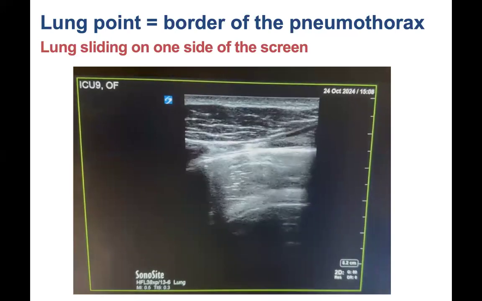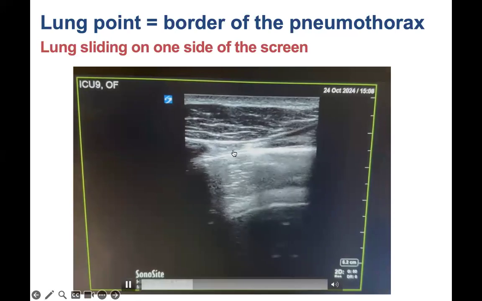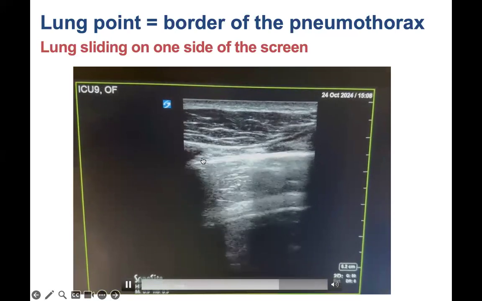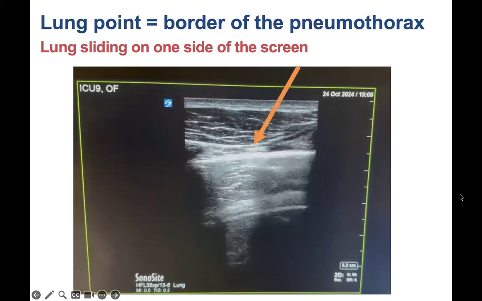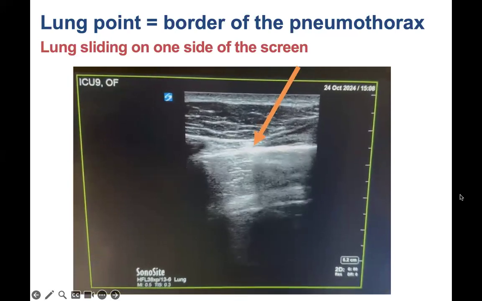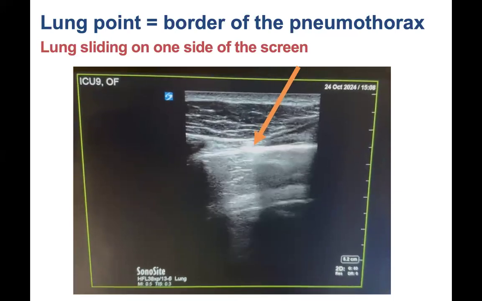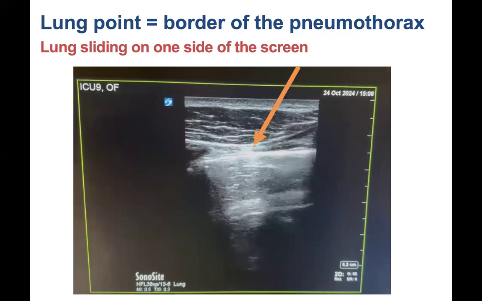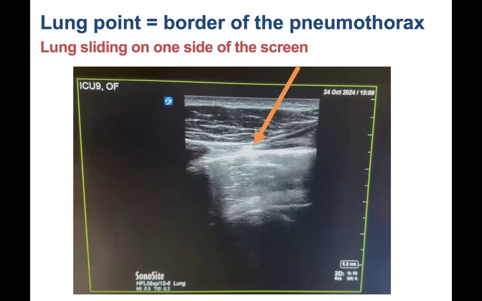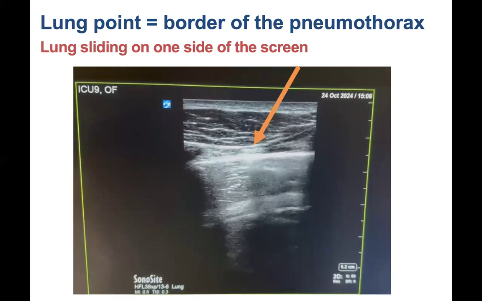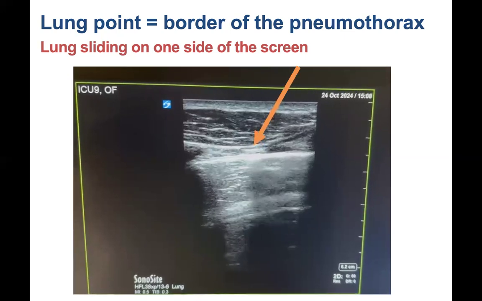Here's another example. I like this one more because it's with the vascular probe. It's more zoomed in, but you see here's your visceral and parietal pleura. Here's your rib and your rib shadow. We don't actually see it on the other side, but if you look closely, there is your lung point on the right side of the screen. We see that sliding or that movement along the visceral and parietal pleura, and on the left side of the screen, we do not see that lung sliding. So again, this is the lung point, border of the pneumothorax, specific for a pneumothorax.